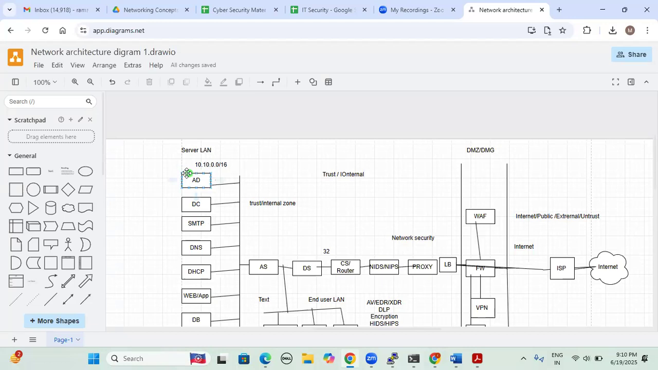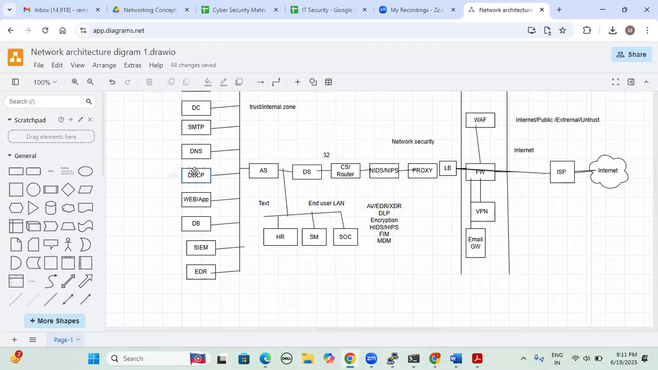Every organization will maintain critical servers. Those critical servers we have to deploy in the trust zone or internal zone. A couple of example servers are Active Directory, which is very critical to the organization, domain controller, SMTP server, DNS server, DHCP server, web server or app server, database server, file server, Microsoft servers, Unix servers, Red Hat Enterprise Linux, CentOS, and so on.